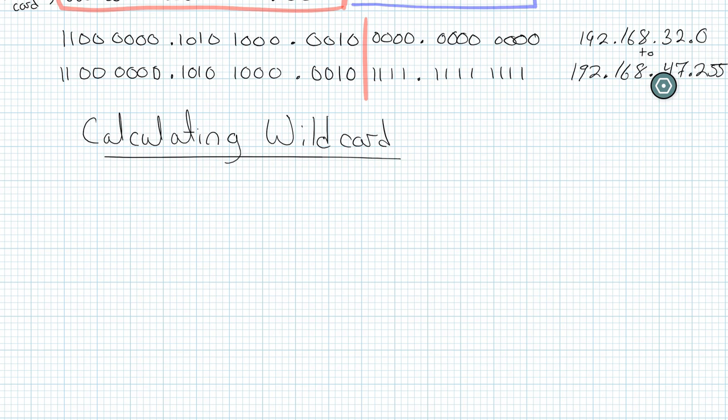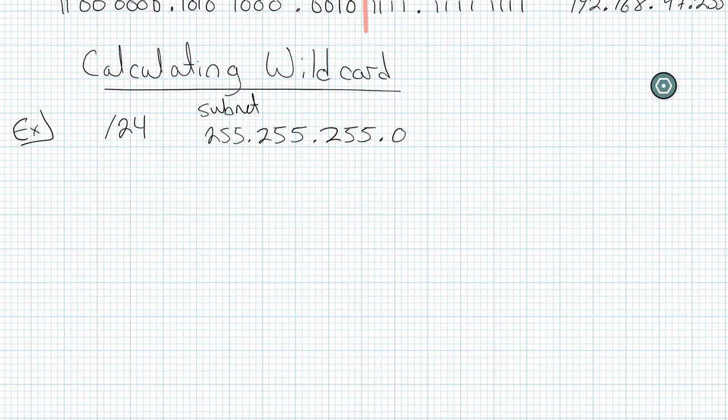When we're calculating wildcards, it's a little bit different, but it's very similar. So the first thing we want to do is say, if we wanted to permit all users on a network, we can just take the subnet and subtract it from 255.255.255.255. What do I mean by that? I mean this. If we're looking at, say, a /24 network, which has a subnet mask of 255.255.255.0, we can subtract that from a mask of all ones in order to calculate the wildcard.